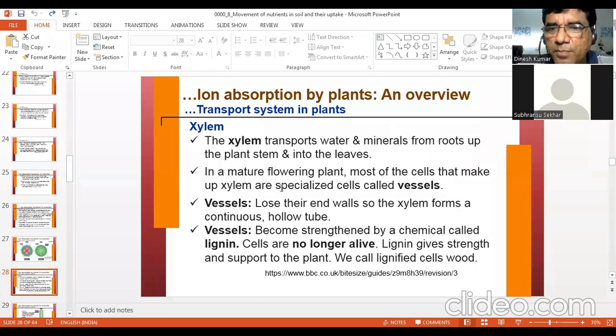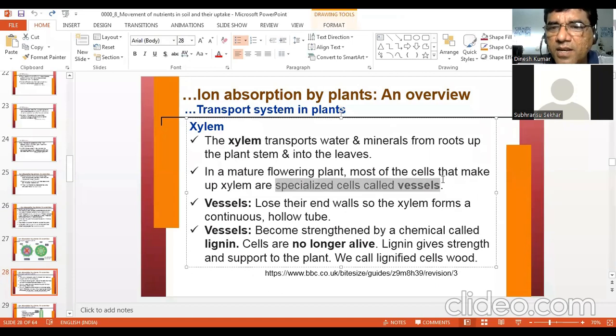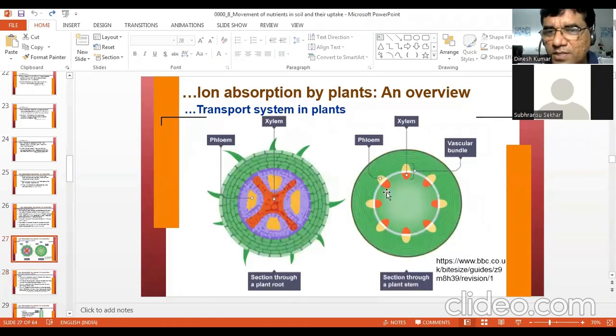In mature flowering plants, most of the cells that make up xylem are specialized cells called vessels. There are different kinds of xylem cells also. I'm not going into the details, but for transport of nutrient and water, these xylem vessels are more important. Vessels lose their end walls, so the xylem forms a continuous hollow tube through the plant system. And one more structure was there, the central part. The central part is also called the stele, S-T-E-L-E, stele.